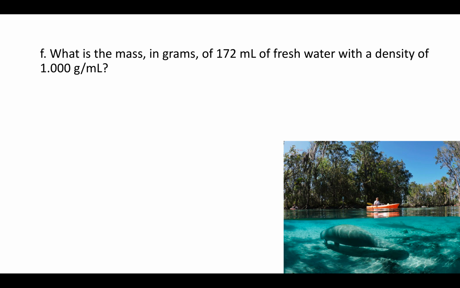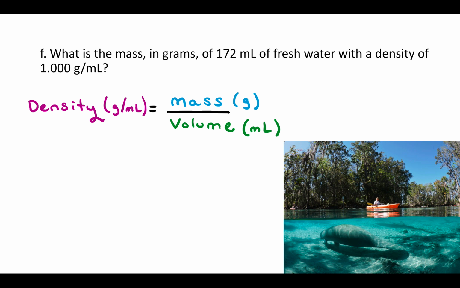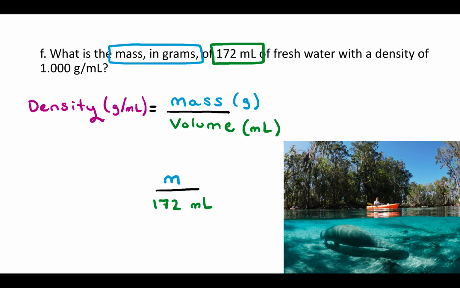This question says, what is the mass in grams of 172 milliliters of fresh water with a density of 1.000 grams per milliliter? All right, so we know density equals mass over volume, and they're asking for the mass. Then they give us 172 milliliters. That's the volume. I'm going to put that in the denominator in the equation. And then they give us a density. They say the density is 1.000 grams per milliliter. So I can put that on the other side of the equation.